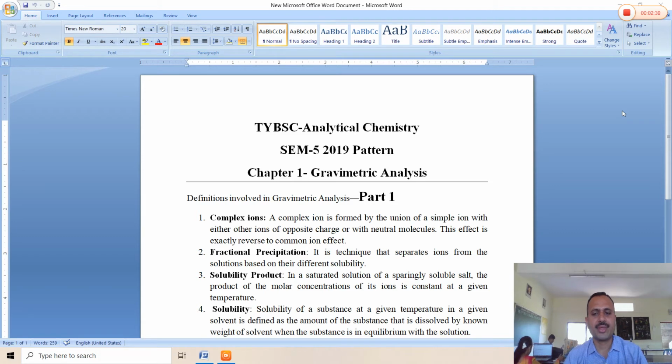Simply, solubility is defined as the small amount of substance that is dissolved in a known weight of solvent. Equilibrium should be established between solute and solvent so that the formation of solution takes place, and this concept is nothing but solubility.